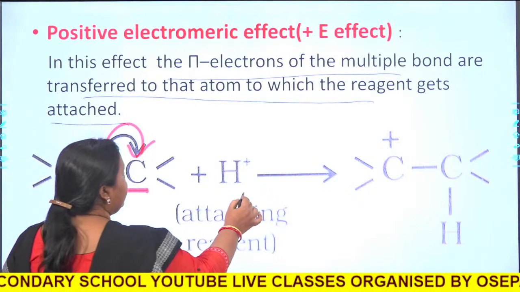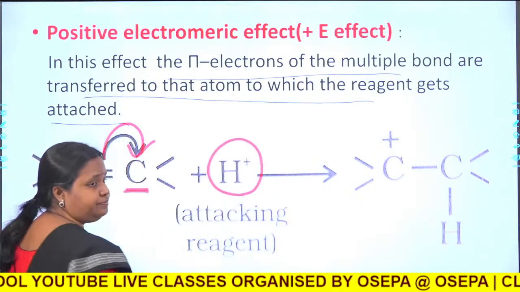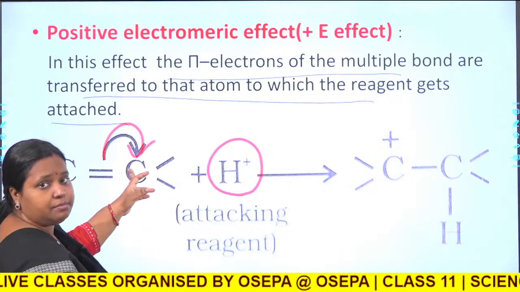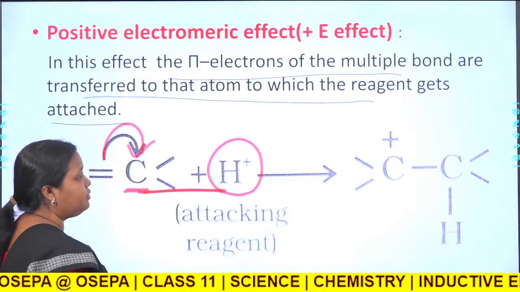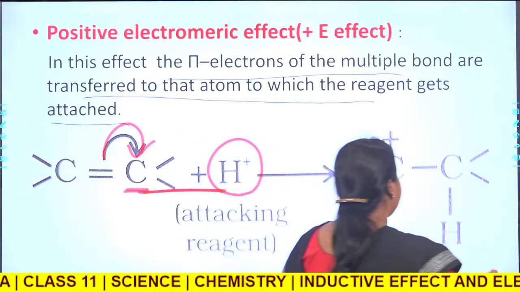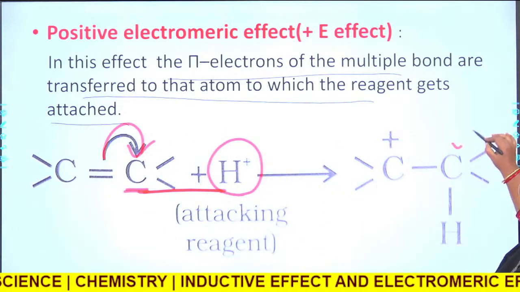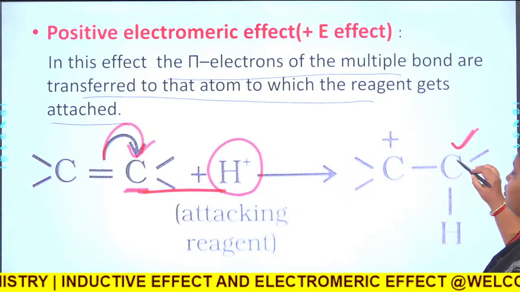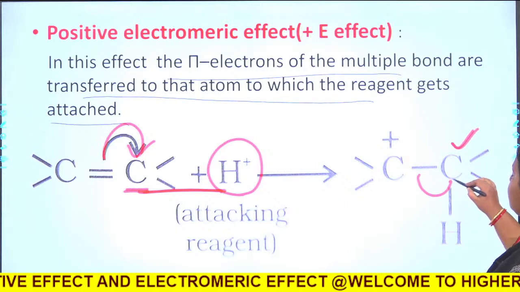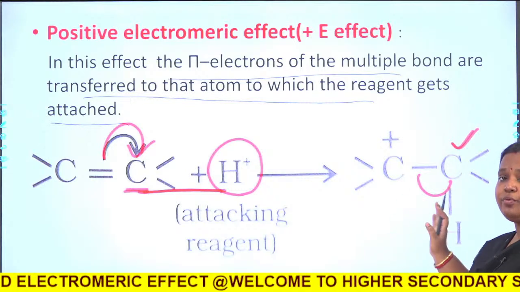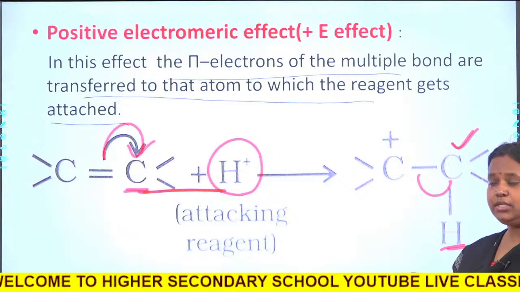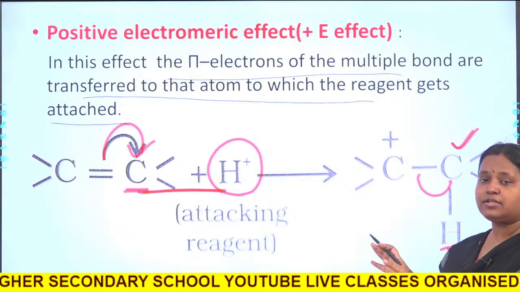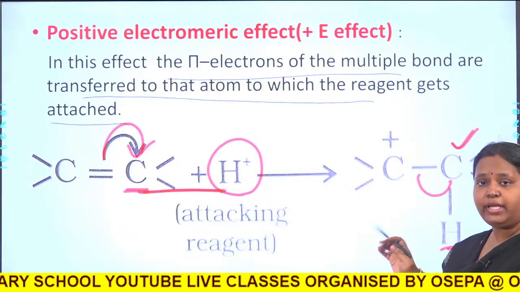Now suppose the attacking reagent is H plus. So this carbon becomes minus, so H plus will come to this carbon. So the attacking reagent is getting attached to the atom to which the electrons got moved. The atom to which the electrons move is the atom to which the attacking reagent gets attached. So this effect is called positive electromeric effect.